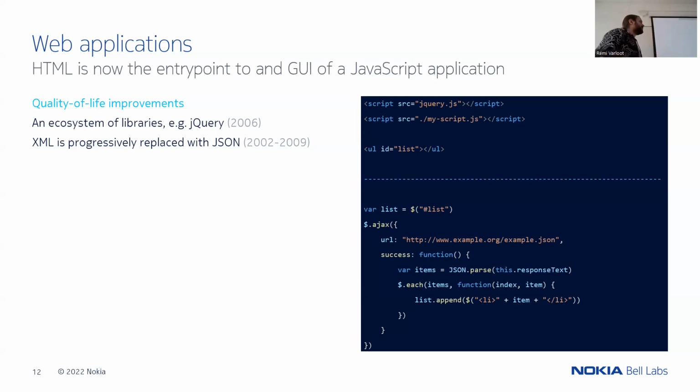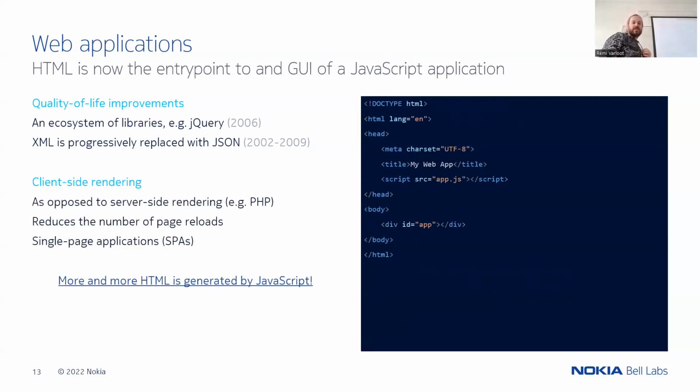As that was coming into place, another important thing is, XML was progressively replaced with JSON, which is obviously more convenient to use in JavaScript because it's based on JavaScript. So this made things a lot easier to manipulate. But what really changed is, since we can change the web page now from the client, from the browser, more and more pages were actually built using JavaScript from the ground up.